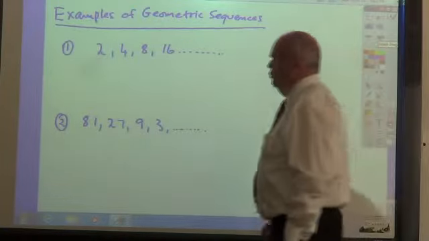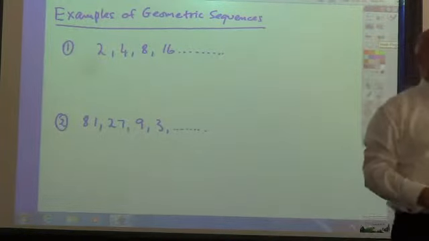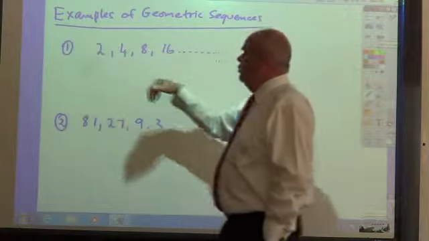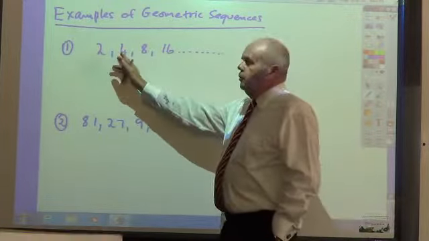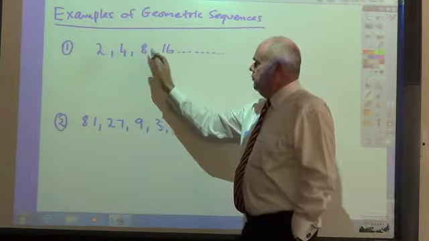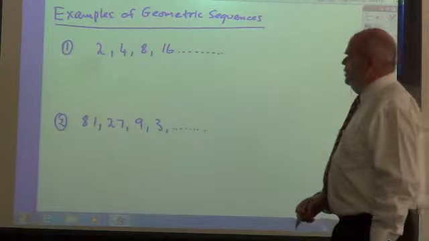So here are some examples. This one is the sequence of the powers of 2, isn't it? In fact, I haven't included 2 to the power of 0, which is 1, but I could have. It's going up by 2 every time. 2 times 2 is 4, 4 times 2 is 8, 8 times 2 is 16. That's the powers of 2 sequence.